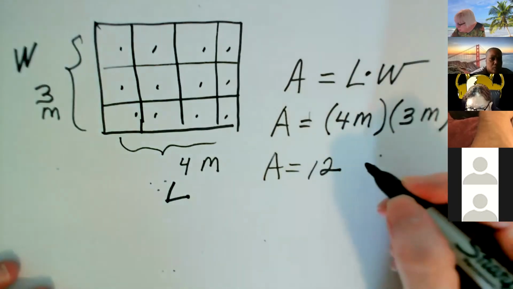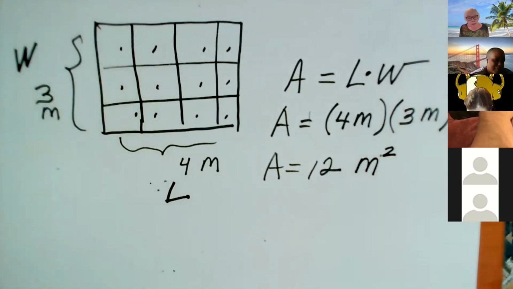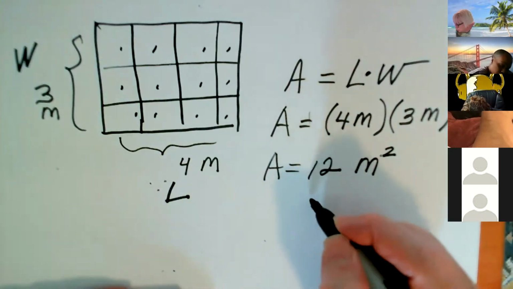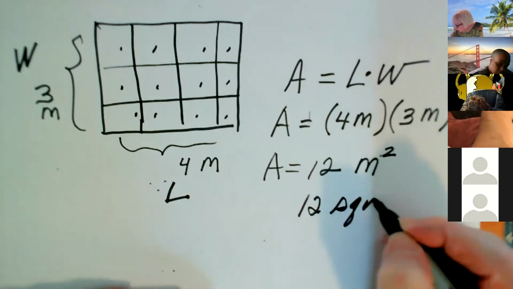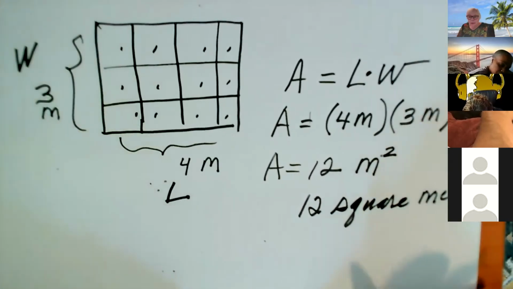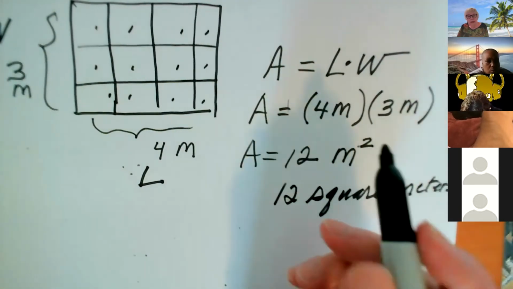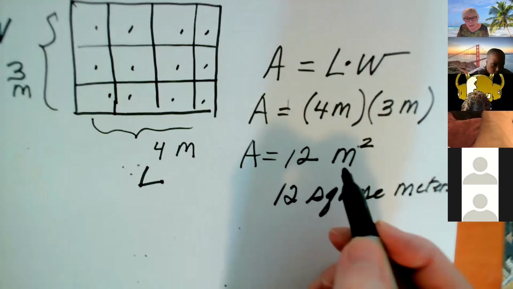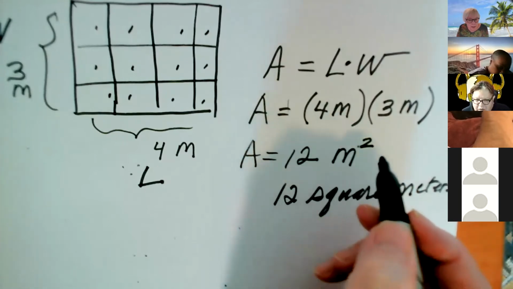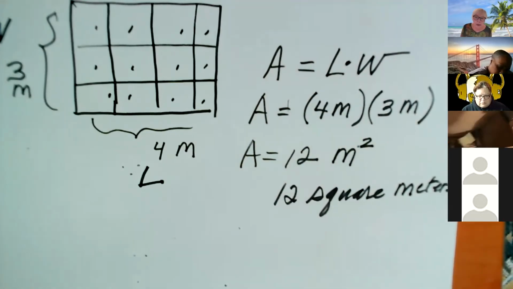So meter times meter is square meter. Because we have squares, don't we? And so you would write it, sometimes you see it written out like this, square meters. But that's a lot, that's all I gotta write all that stuff. This is the shorthand way to say it. And so you still might say square meters, but it's meter squared, it's the same thing. Is that okay? So meter times meter is square meter.